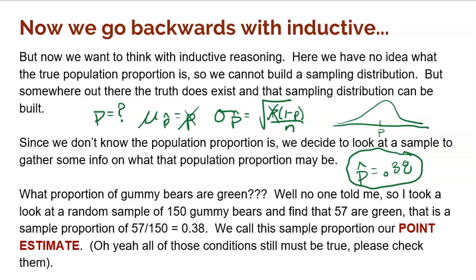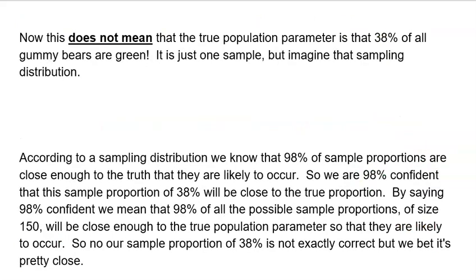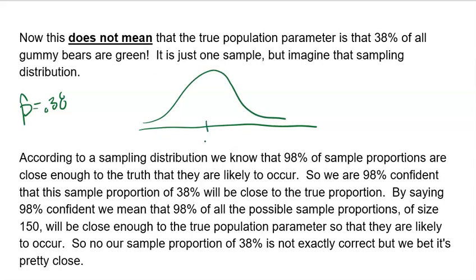All right, so what do I do next? You have to understand that all I did was get a single sample proportion. It by no means is the true population proportion. But here's the deal, guys. Even though I can't build the sampling distribution, I can at least think about it, right? There's nothing wrong with thinking about it. So somewhere out there is the true proportion p. My sample falls, well, I don't know where.